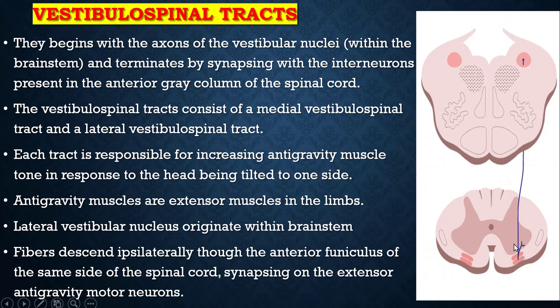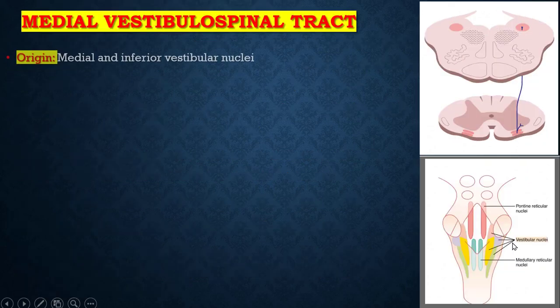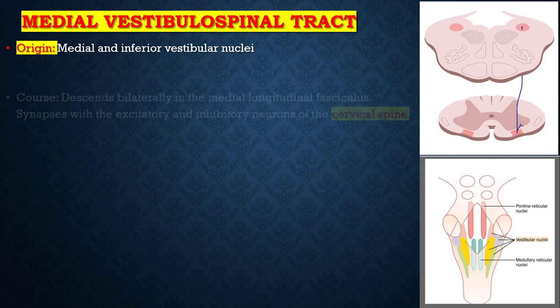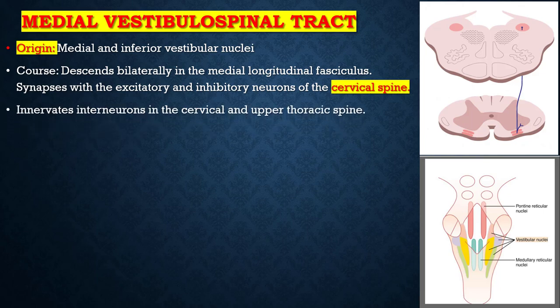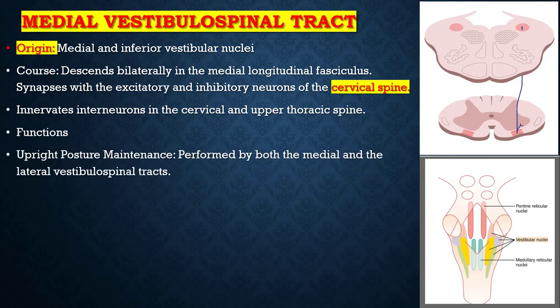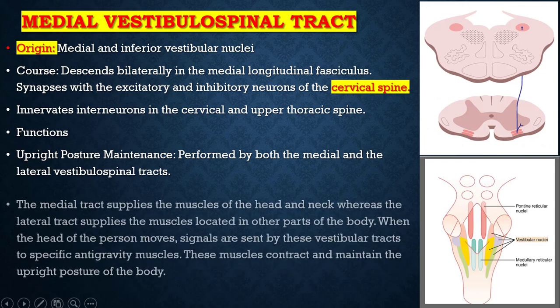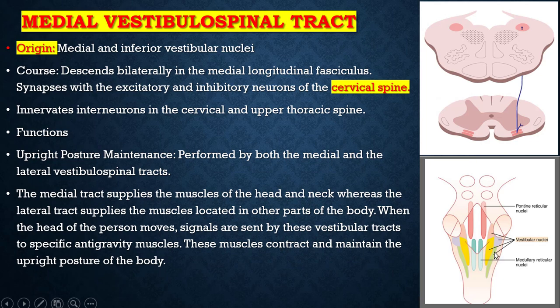motor neurons. Origin: medial and inferior vestibular nuclei. They are located in the pons and the medulla. Course: descending bilaterally in the medial longitudinal fasciculus, synapsing with excitatory and inhibitory neurons in the cervical spine. Innervate: interneurons in the cervical and upper thoracic spine. Functions: upright posture maintenance performed by both the medial and lateral vestibulospinal tracts. Upright position is maintained by both the medial and lateral vestibulospinal tracts.